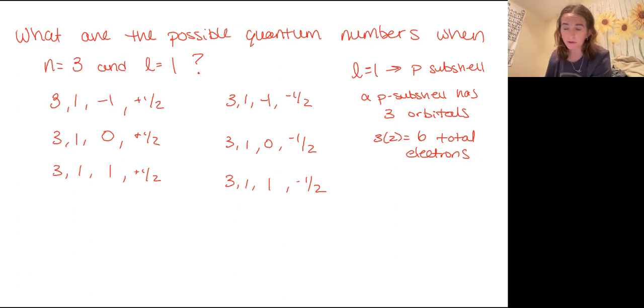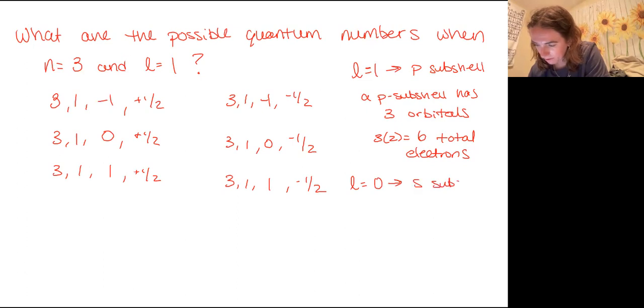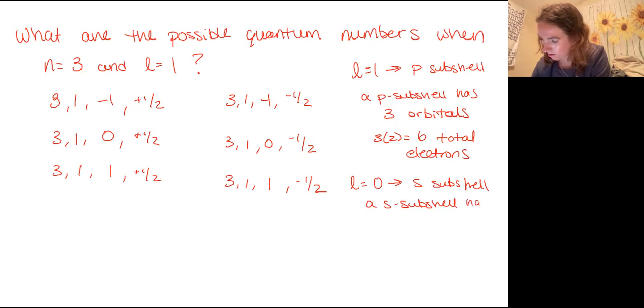Yep, so it's 2 electrons for every orbital. So if we were in l is equal to 0, which means we're in the s subshell, how many orbitals are in an s subshell? How many orbitals? So how many possible values of m sub l are there for s? If l is equal to 0, what does m sub l equal?